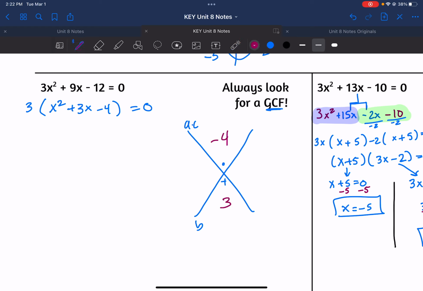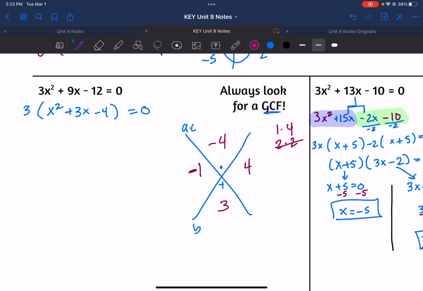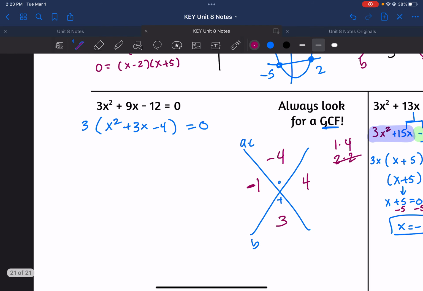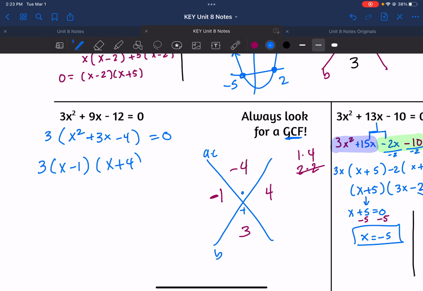What two numbers multiply to give me a negative 4 but add up to give me 3? The only factors of 4 are 1 and 4, 2 and 2. 2 and 2 does not work, so it has to be 1 and 4. And then we need a positive 3 when we add them up, so it has to be a negative 1 and a positive 4. Remember, whenever this number in the very front is a positive 1, we can just go ahead and write my final answer using that. So here is what I have: 3 parentheses, and one of them is going to be x minus 1, and the other one's going to be x plus 4, equal to 0. Bam.